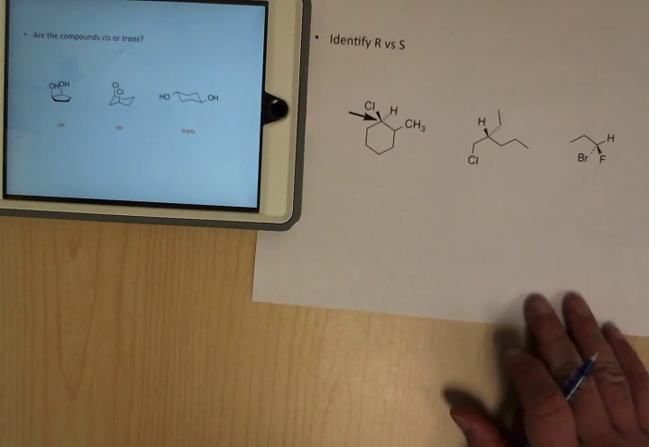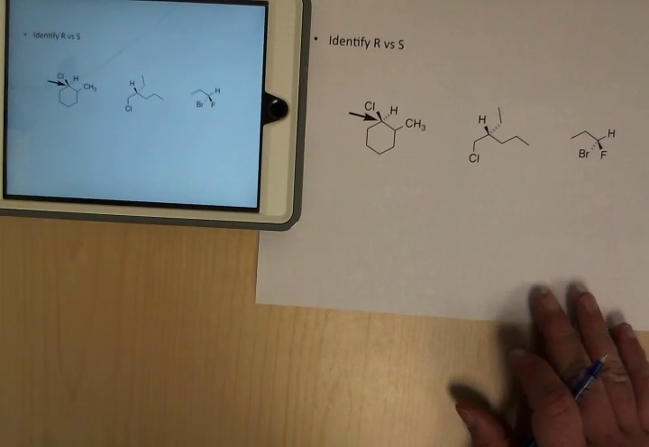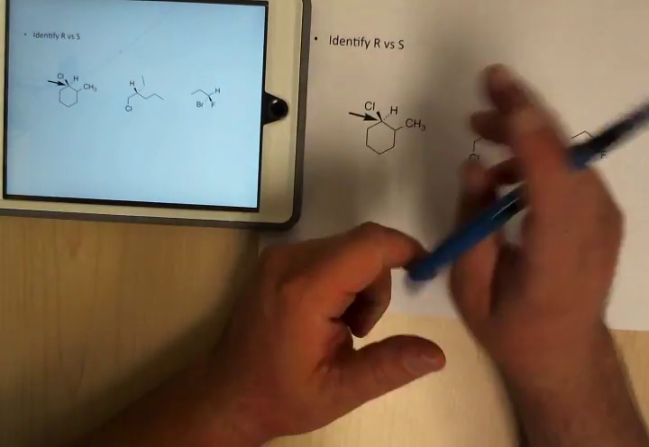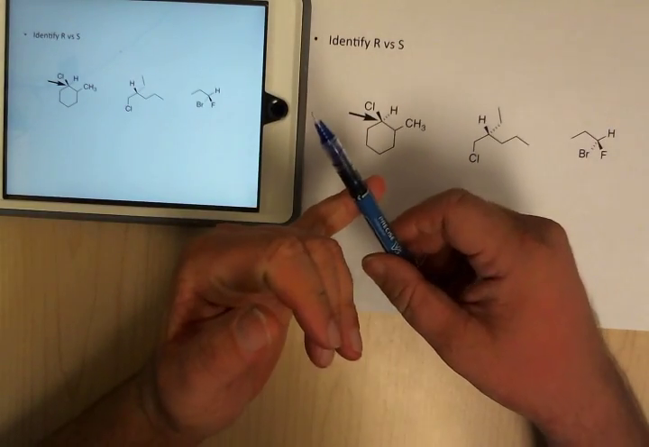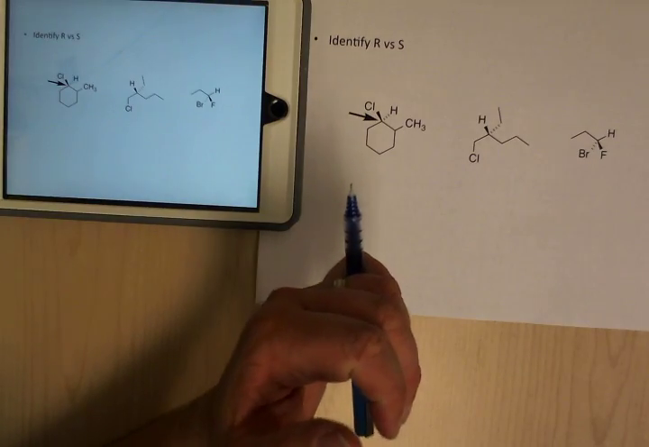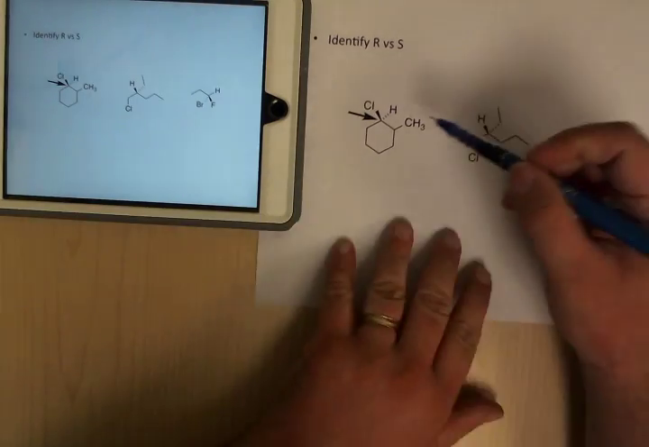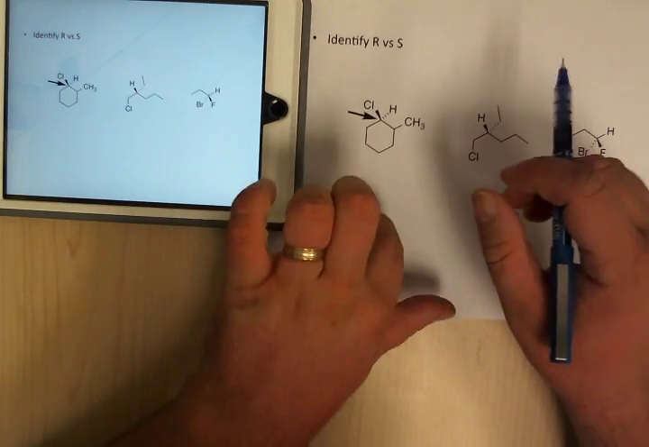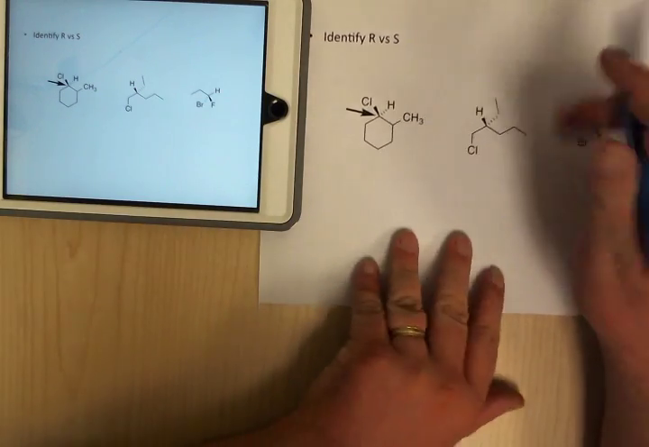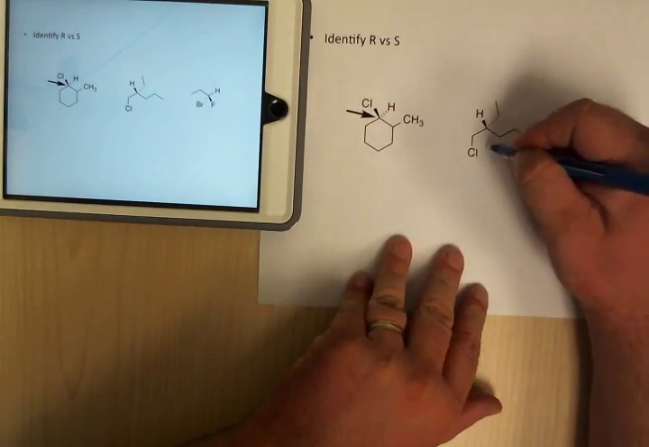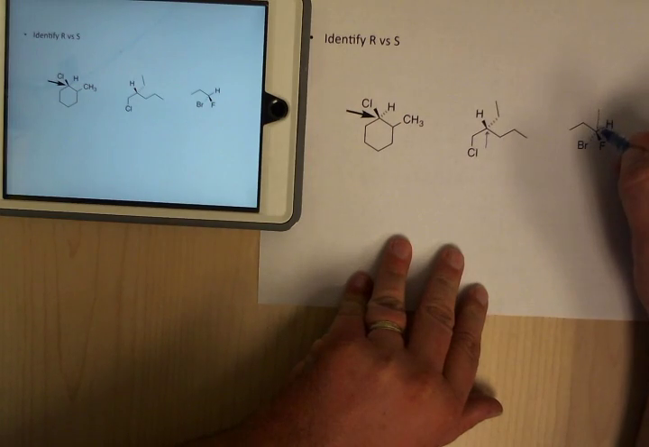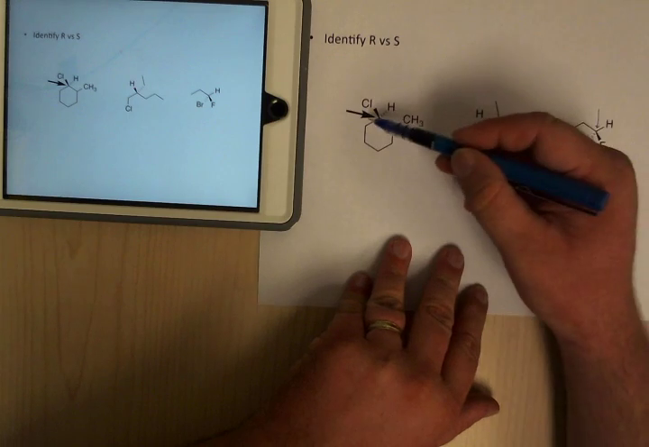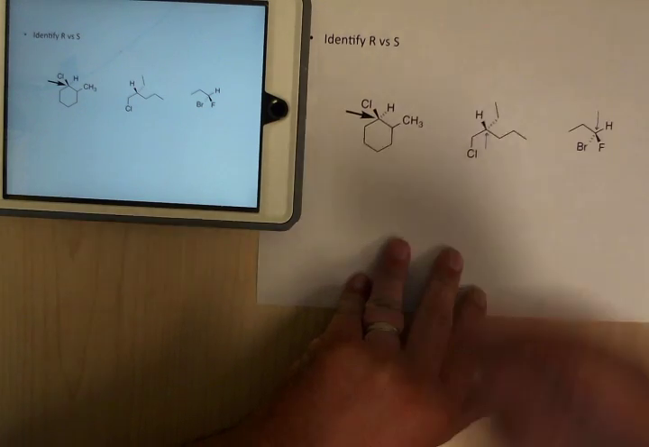Okay, next up, identifying R and S. The first thing we have to do is establish priorities, and that's usually done by molecular mass. Then we have to number them 1, 2, 3, 4. With that, we can either do the steering wheel method or the hand method. There's actually going to be an arrow for all of these to tell you where it is, but in this case, I only remembered to do it on that one.